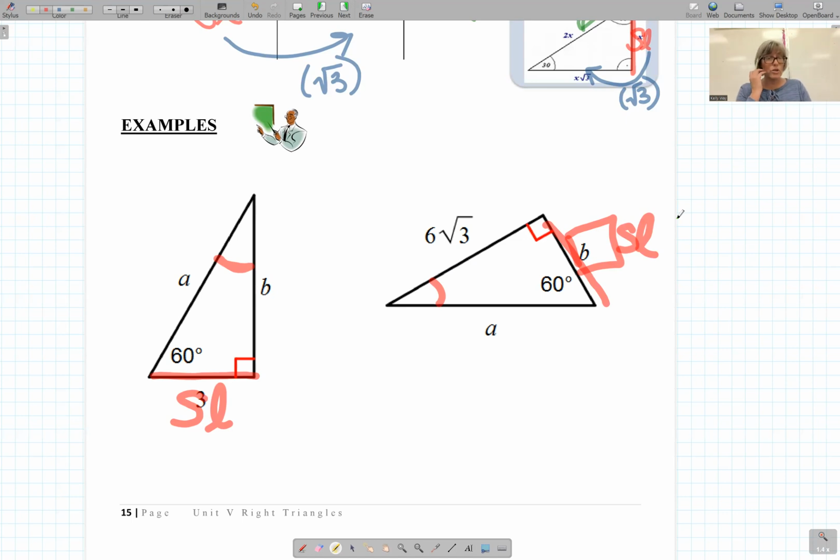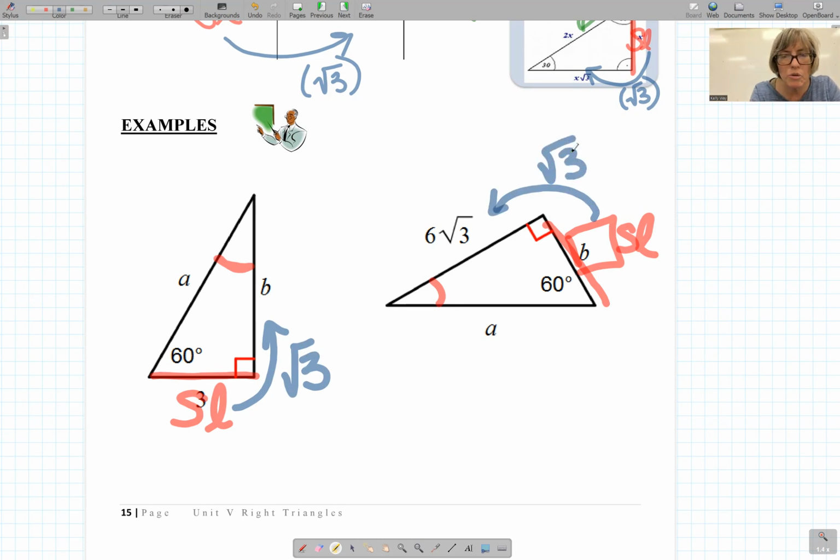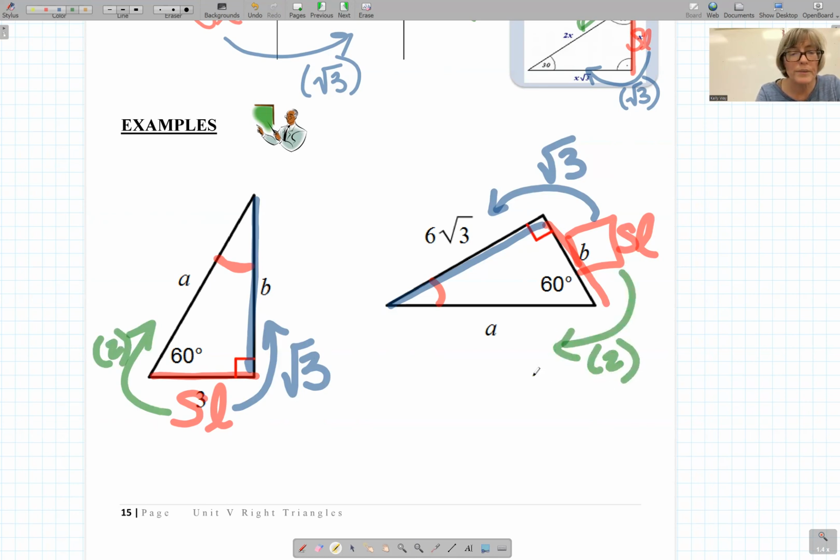Now you do your sprouts. Short leg to the long leg, like a sprout from the trunk. Long leg is across from the 60, times √3. The long leg is opposite of the 60 degrees. And then the other way, short leg to the hypo. Hypo is opposite the right angle, times by 2. It's across from the right angle.